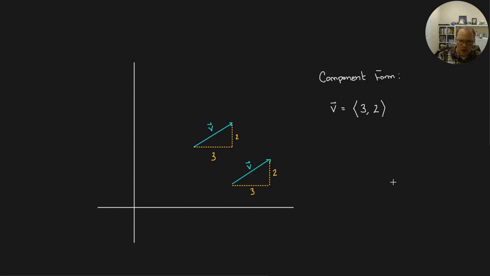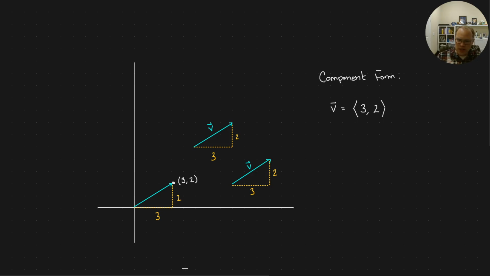Notice in particular that if I draw the vector with the tail of the vector at the origin of the coordinate system, then the tip of the vector ends up at the point that is equivalent. The coordinates of the point are the same as the coordinates of the component form of the vector. When we sketch the vector like this with the tail at the origin, we say the vector is in standard form.